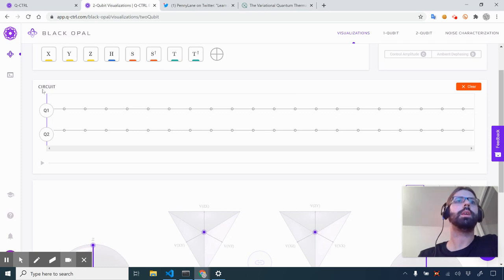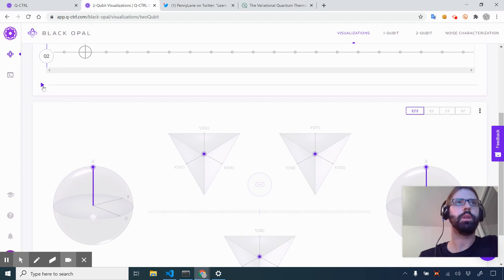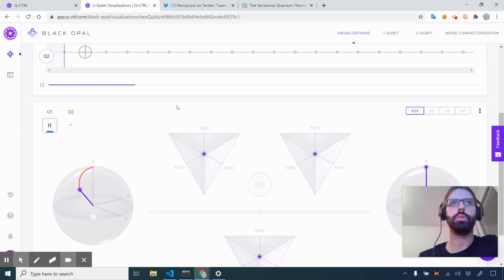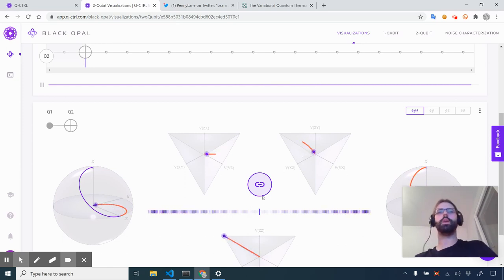So if I put in, say, a Hadamard and a control node, right? And I play the circuit. This should show me what's going on. Yeah, and so you see, there's two things in here. There's this little thing, I think it indicates that it's entangled.